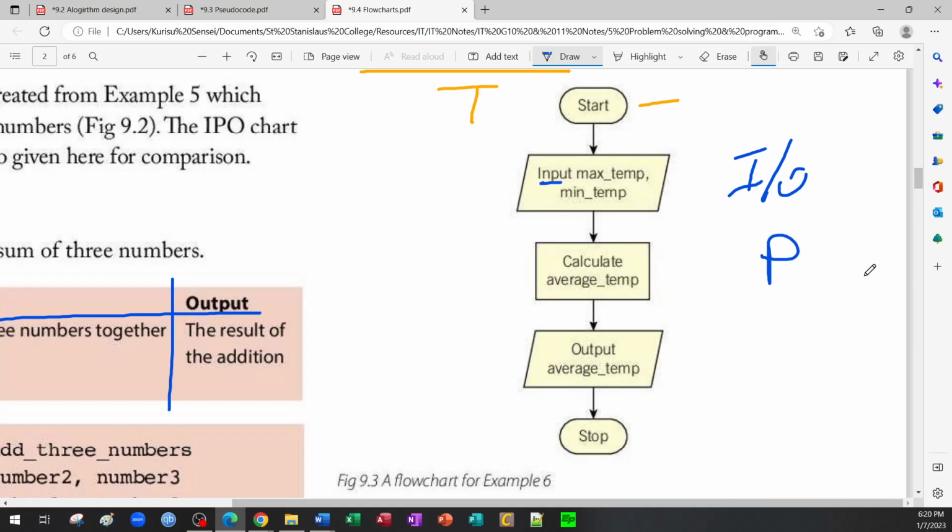Here we have our process symbol. We are calculating average temperature. And then here once again we have input-output symbol, and we are outputting the average temperature. And then we end our pseudocode, our flowchart with that stop symbol there.